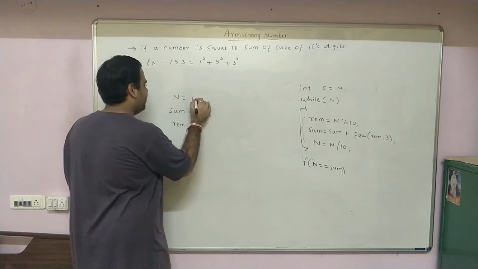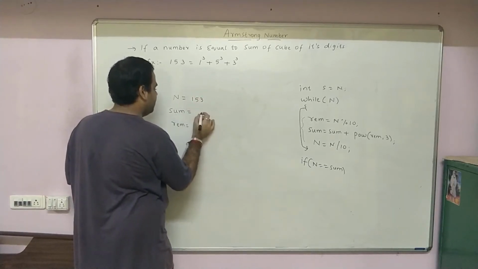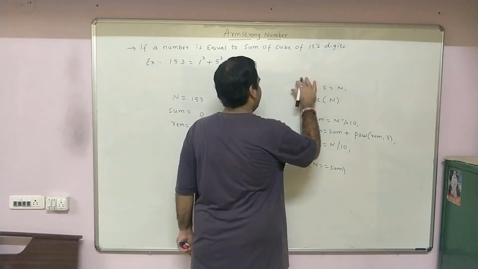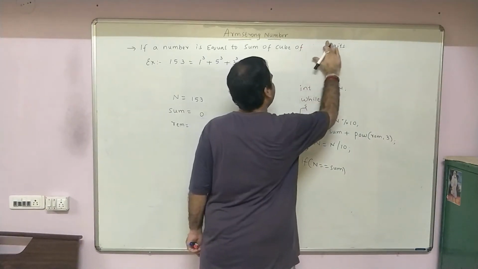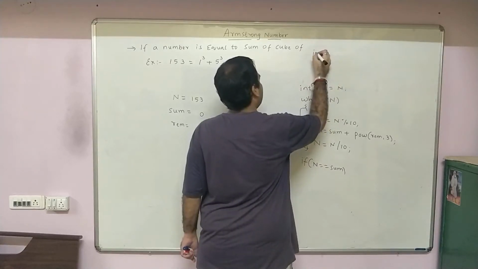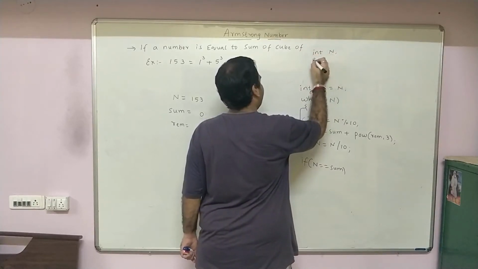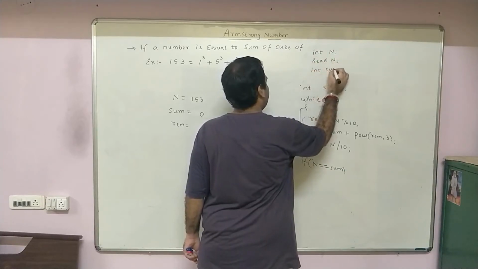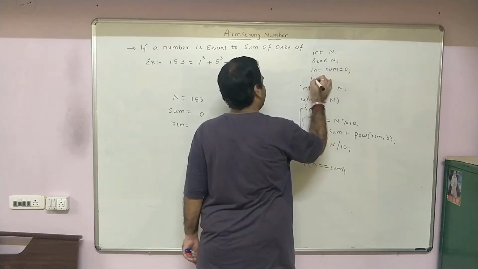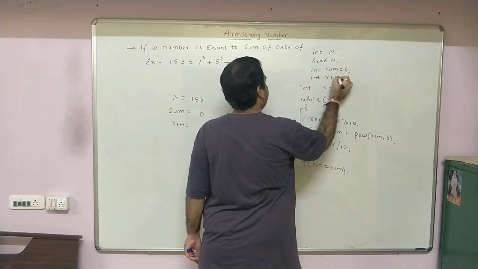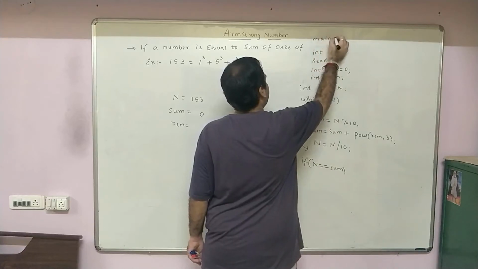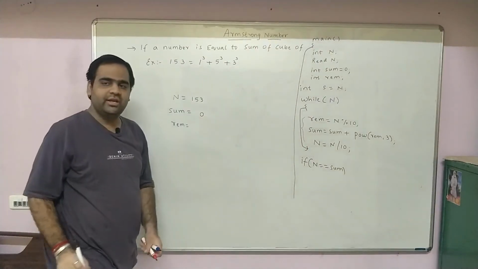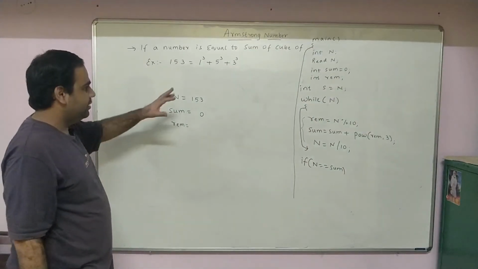The value of n is 153. Now, to begin with, the value of sum is 0 and remainder is declared. Therefore, what do we need? We need the value of n. You have to read the value of n. And we need one variable int sum equal to 0. And we need one more variable, that is int remainder. And this we put in the main function. Okay, and we say hash include stdio.h, stdlib.h and math.h.